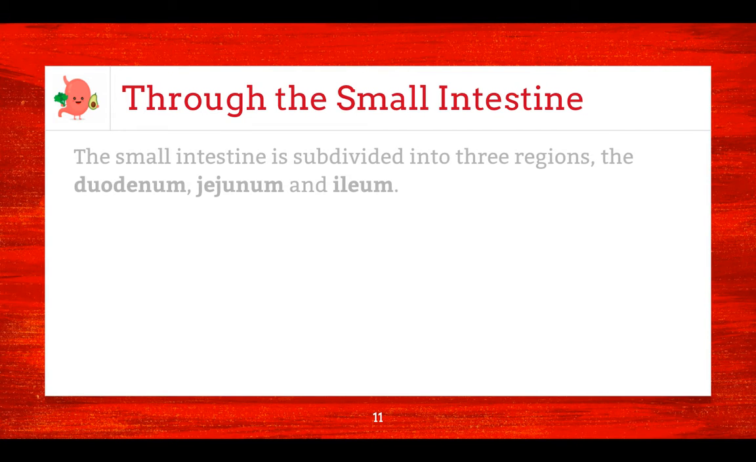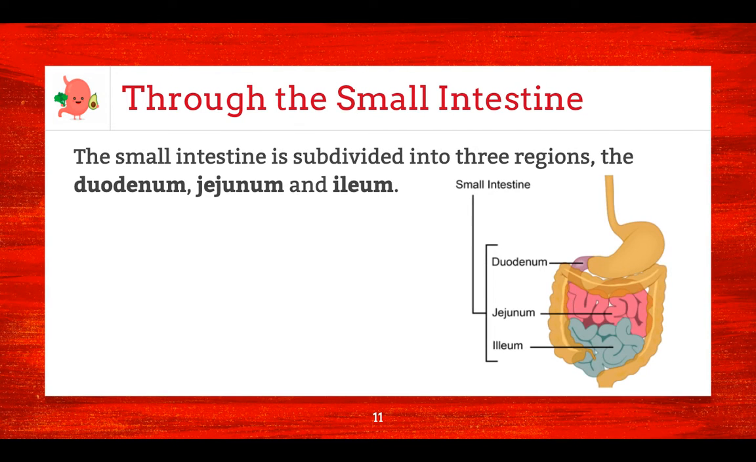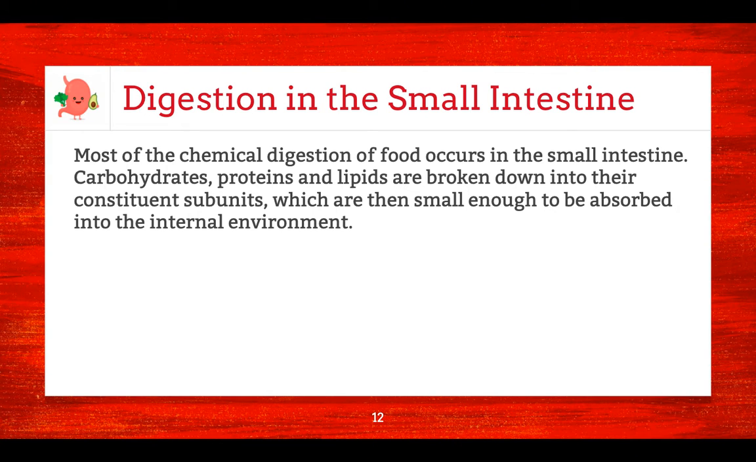So now we've reached the small intestine. The small intestine is subdivided into three regions. So there's the duodenum, the jejunum, and the ileum, and that's their order. So it first goes through the duodenum, then the jejunum, and then the ileum. In the small intestine, what is mostly happening is chemical digestion of the food. So the carbohydrates, the proteins, the lipids are all broken down into their constituent subunits. So they're small enough to then be absorbed into the internal environment.